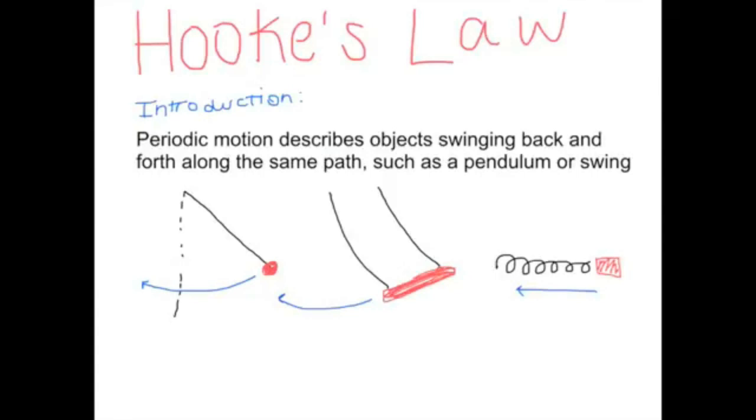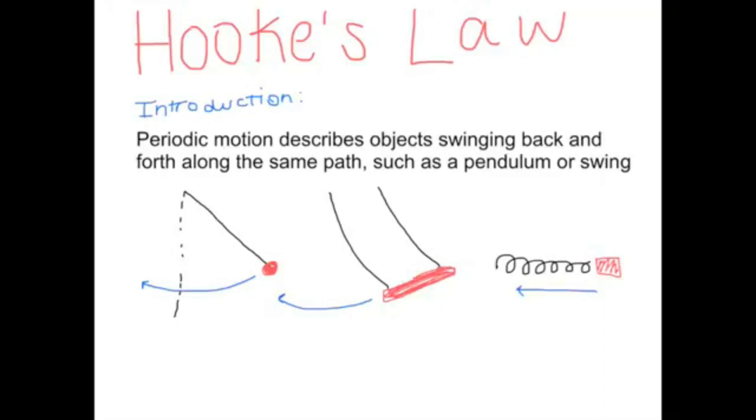The main part of this segment is going to be Hooke's law, but before we can really look at that, I'm going to introduce periodic motion. Periodic motion describes objects that swing back and forth along the same path. So if you visualize a pendulum, like I've drawn here on the left, or a swing, you can see that these two objects pass back and forth through the same path, following the same pattern over and over again.